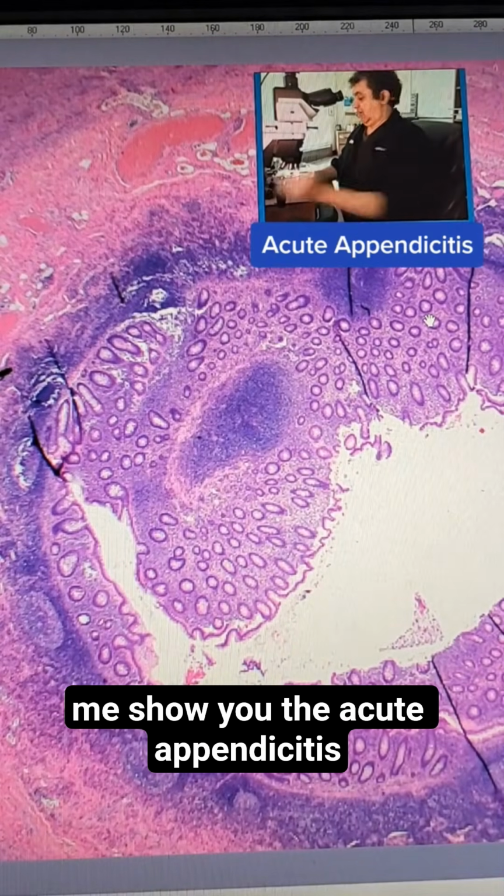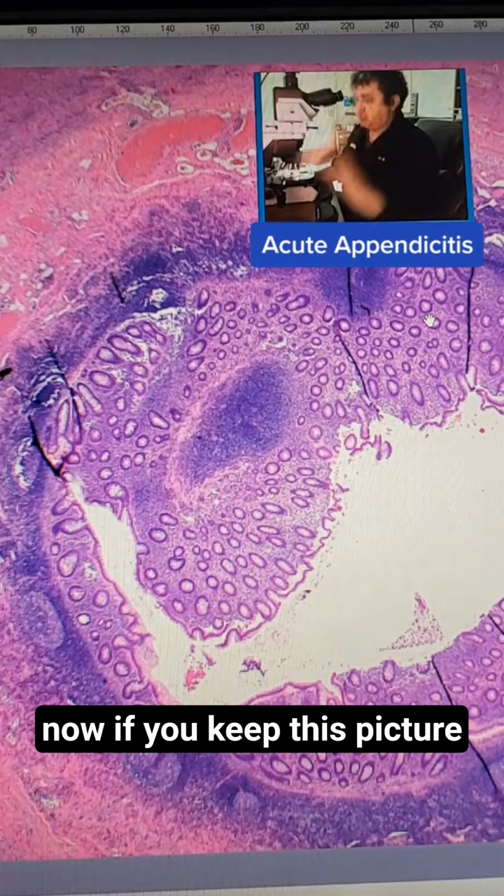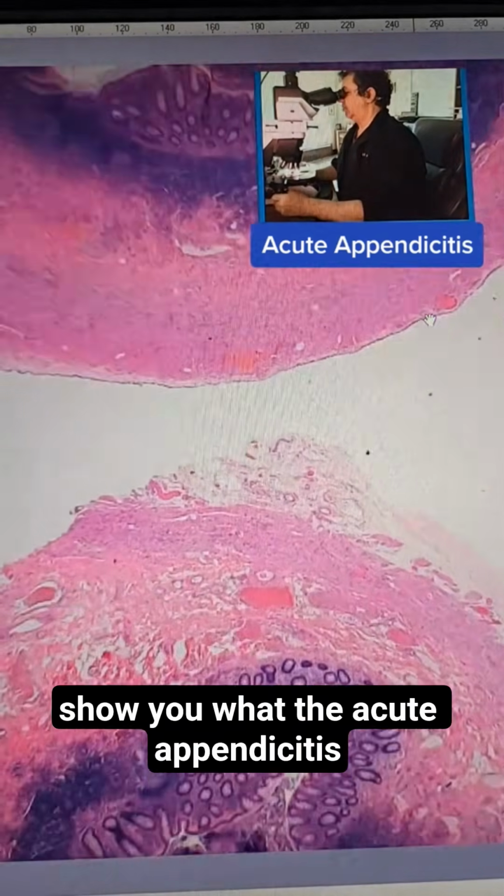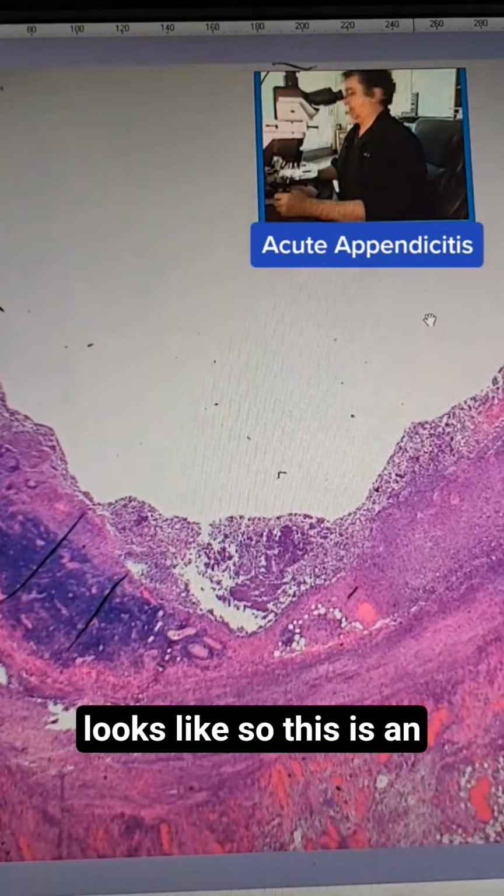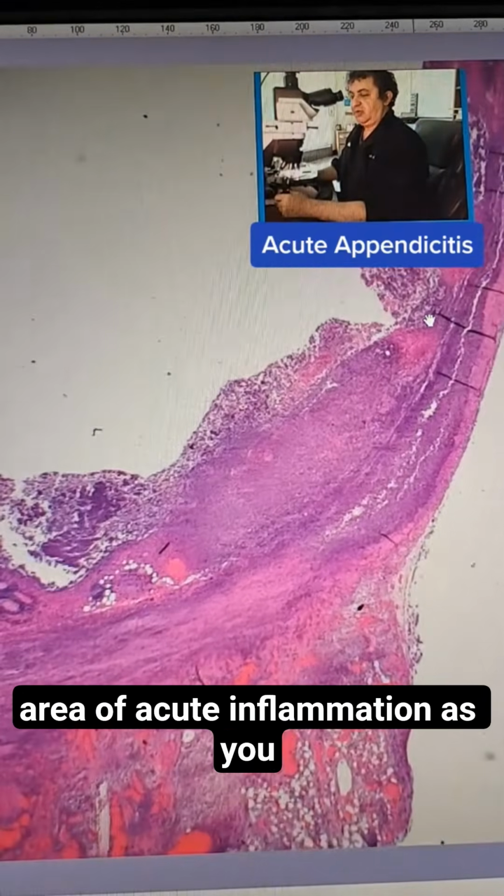So now let me show you the acute appendicitis. Now if you keep this picture in your head, let me show you what the acute appendicitis looks like. So this is an area of acute inflammation.